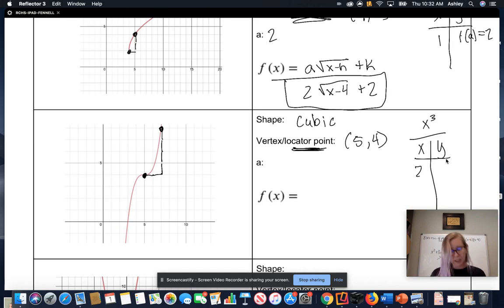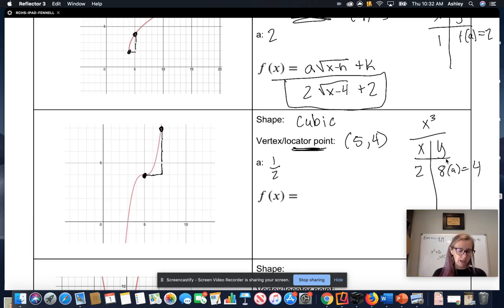So if normally we give our function an input of 2, we would expect to get 2 cubed out, 2 times 2 times 2, which is 8. However, we got 4 out. So we multiplied by some a value and got an output of 4 instead of 8. What happened was we cut our output in half. So our a value must be 1/2.